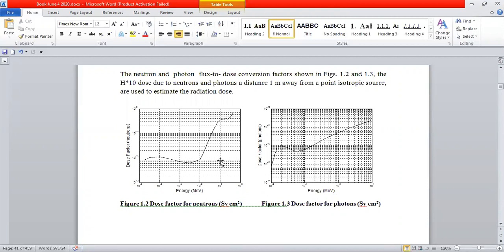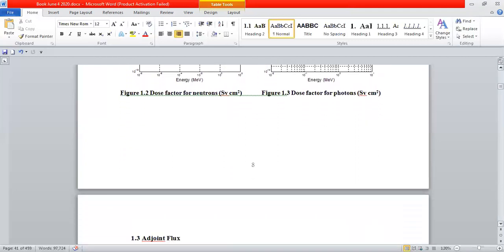Now, the important features to understand from these two figures is that for low energies, there's a lower dose conversion factor, 10 to the minus 11 approximately in this range. And it goes up 2 orders of magnitude at energies in excess of 1 MeV of the projectile neutron. Similarly, over here for photons, you can see that low energy photons are less important than high energy photons in terms of the radiation dose.